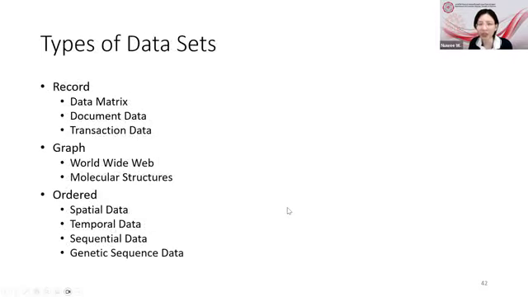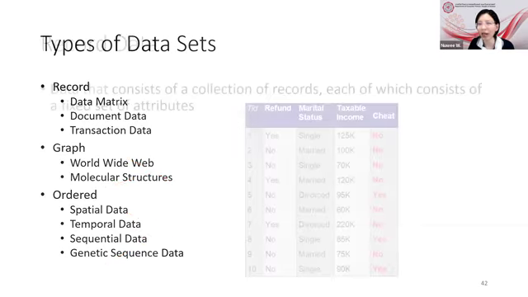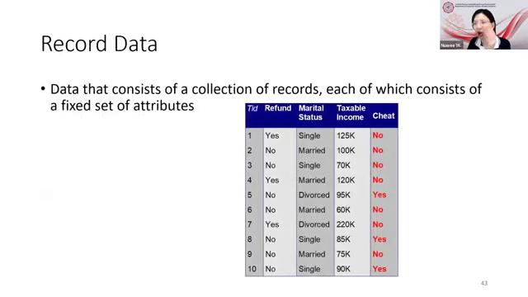Okay. So the data sets that we talk about in this class are focused on record data only. We will not talk about graph data. We will not talk about ordered data, spatial data, sequential data. We will talk only about record data. So record data are data with rows and columns, right? And columns are a set of attributes which are fixed. Okay, these are record data.